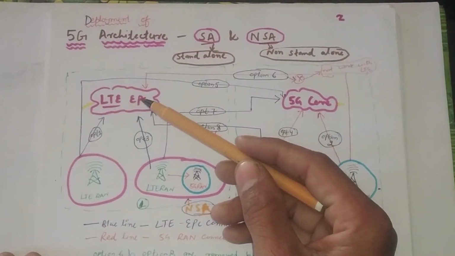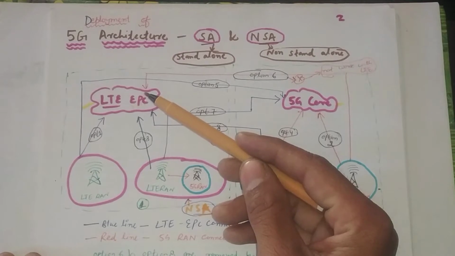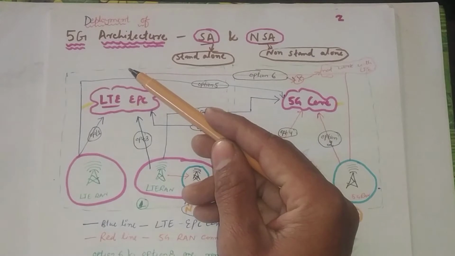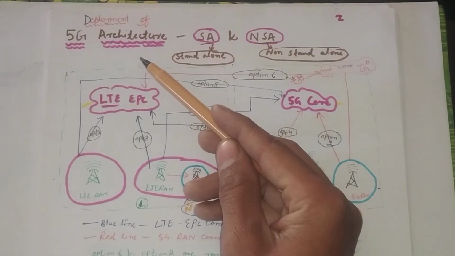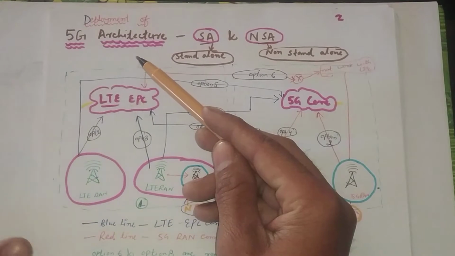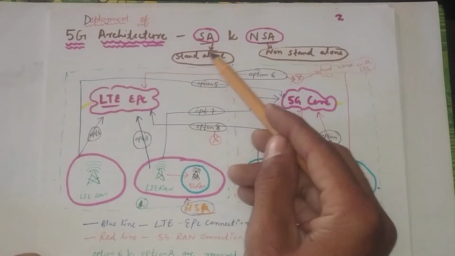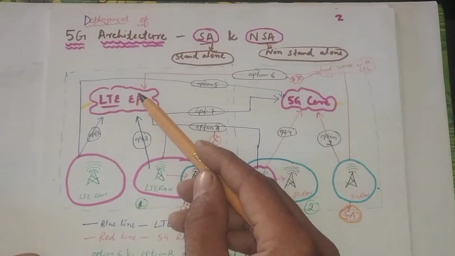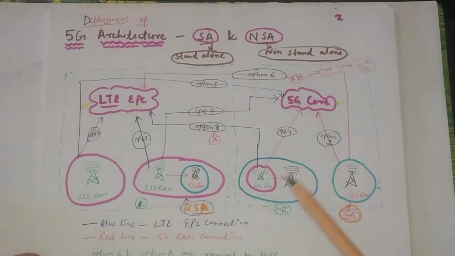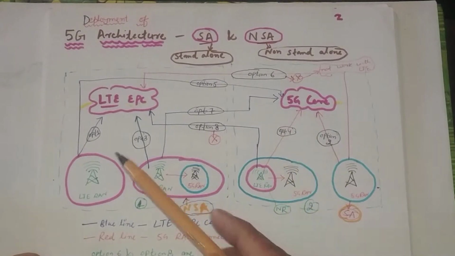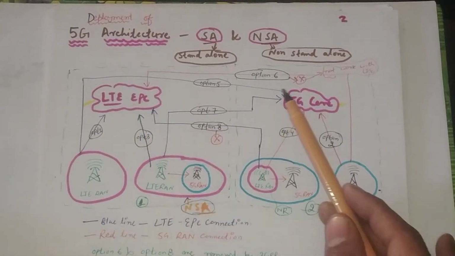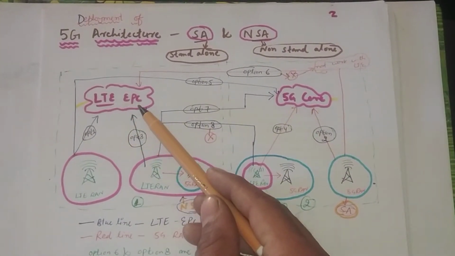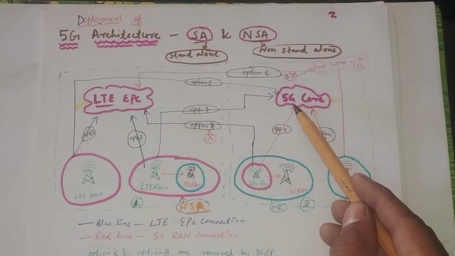Today I am going to discuss the deployment of 5G architectures. So in this video, I have discussed the two types of architectures in the 5G communication system. First one is the standalone architecture and the other one is the non-standalone architecture. As you see in this figure below, two types of core networks are used here. First is the LTE EPC cloud network and the other one is the 5G core network.